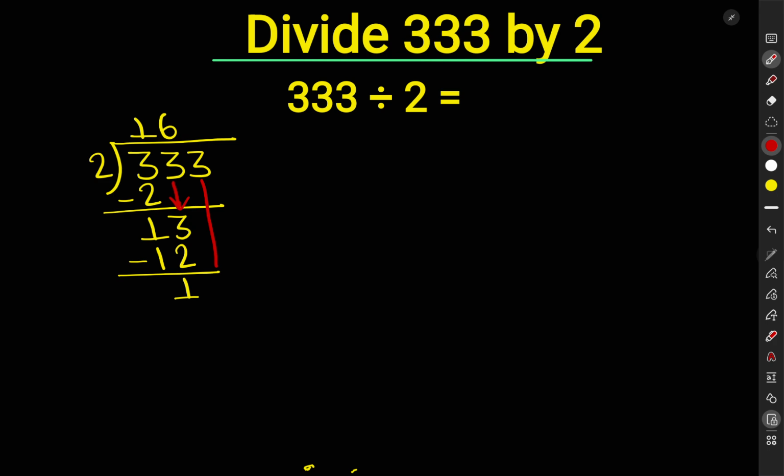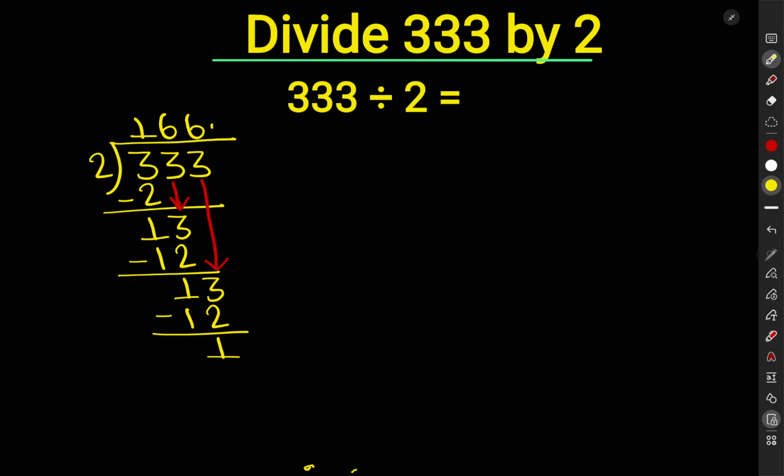So we put down the number beside this 3. So it became 13 and 2 times 6 means 12. On subtracting we get 1. So again this 1 is less than 2 and there is no other number beside.